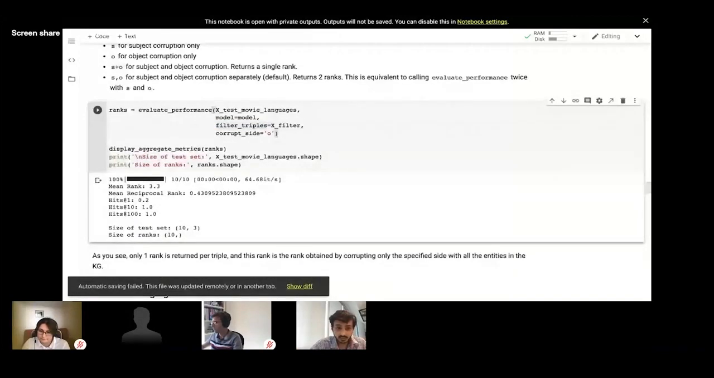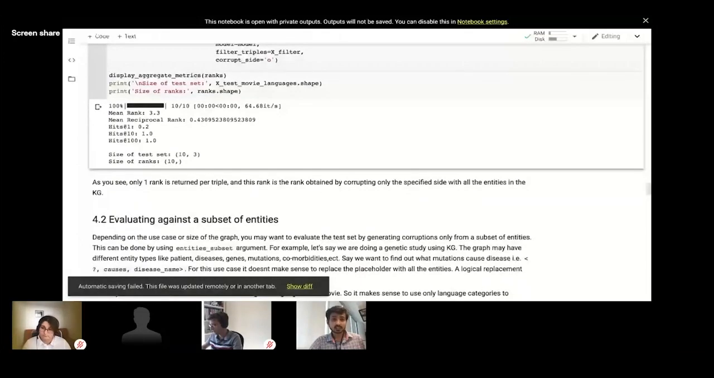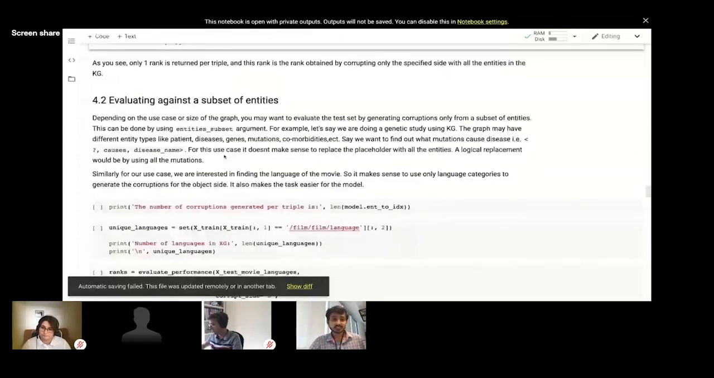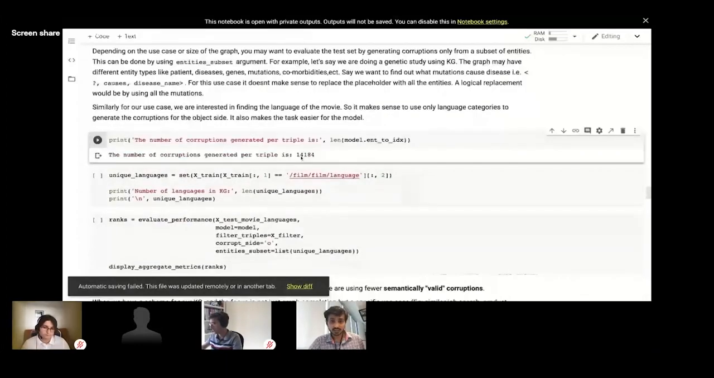So that's one way to do it. And this is also needed when you have millions of corruptions. It would take a lot of time to corrupt both subject and object. It will take twice the time. So it's faster this way. And practically, when you're looking at industrial size data sets, this is one way of evaluating. The other way is evaluating against a subset of entities. So as I said earlier, we had used all the entities. So that's like 14,000 entities that we had to generate the corruptions during evaluation, right?